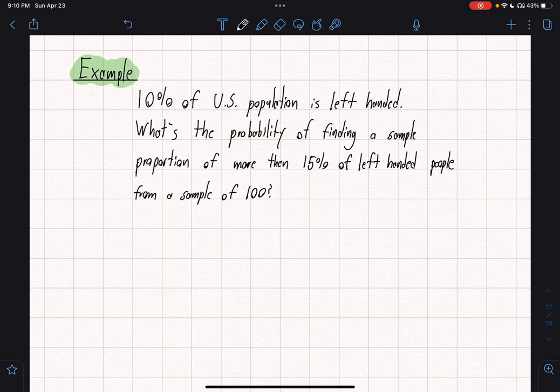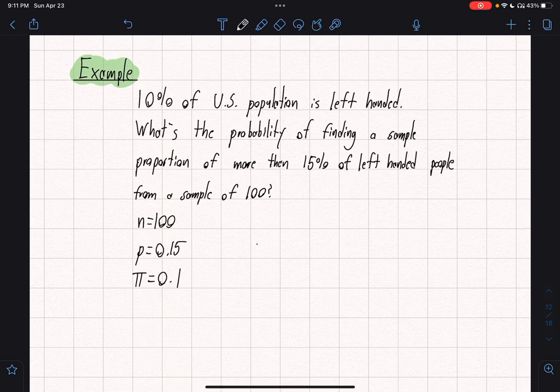What's the probability of finding a sample proportion of more than 15% of left-handed people from a sample of 100? Okay, so the first thing we should always do is check our quick assumption. Let me define everything first. n is 100, we're told we're going to get a sample of 100. P is the sample proportion of 15%, so 0.15. And the population proportion is 10%, so pi is 0.1.